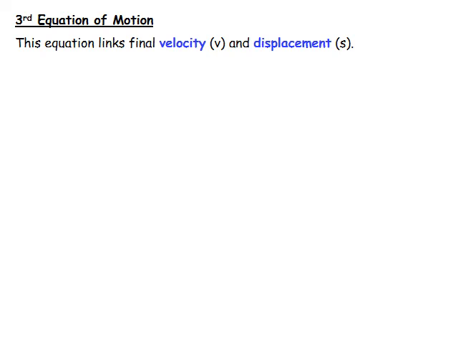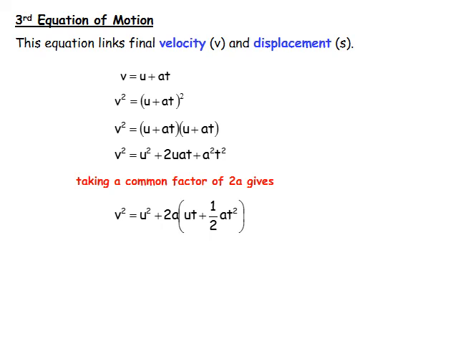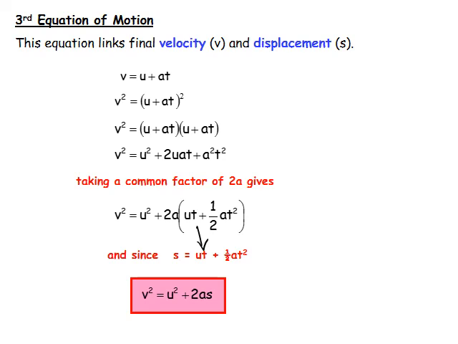And the final third equation of motion links together velocity and displacement. This is the one relationship that doesn't have time in it. And it comes about by starting with the first equation, u plus at, squaring it, multiplying out the terms, and then taking out a factor. And this factor happens to be equal to s, to end up with v squared is u squared plus 2as.